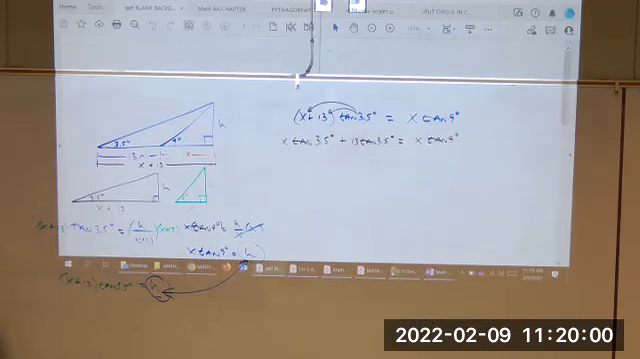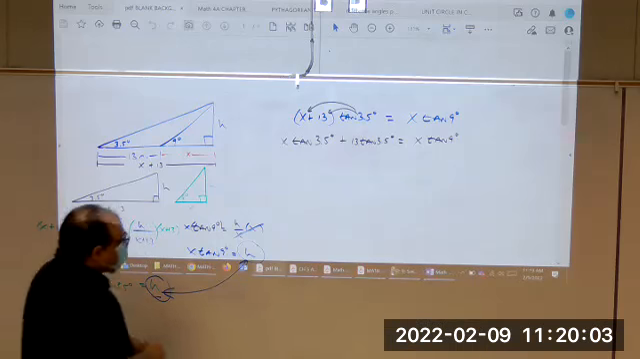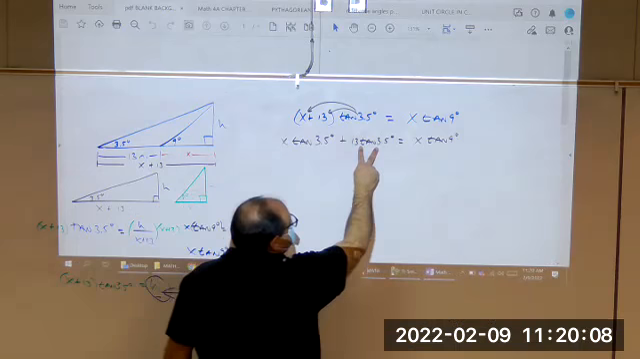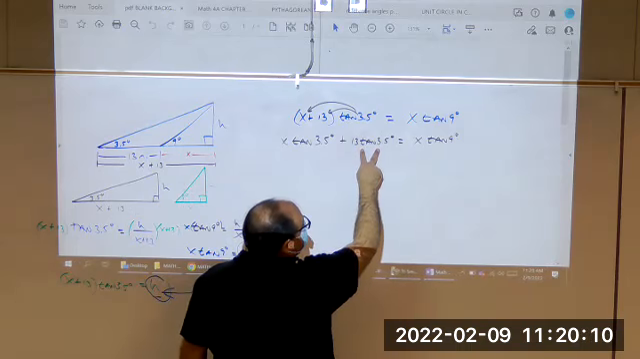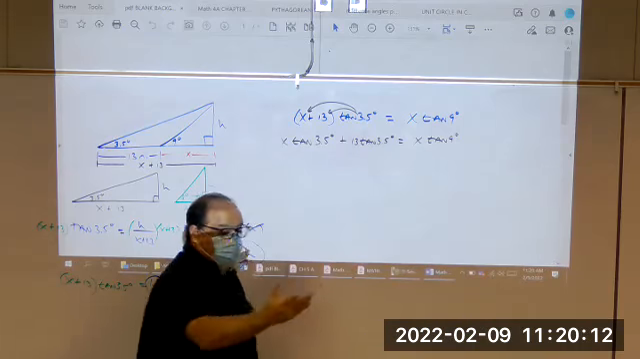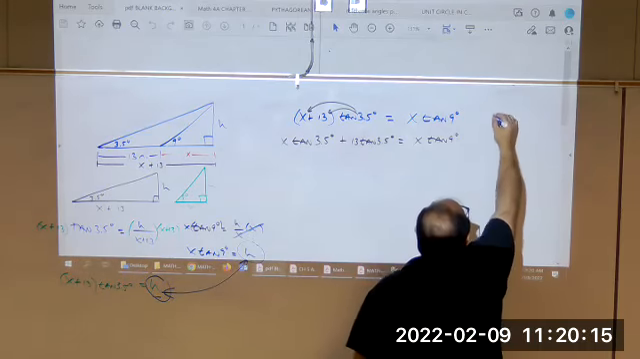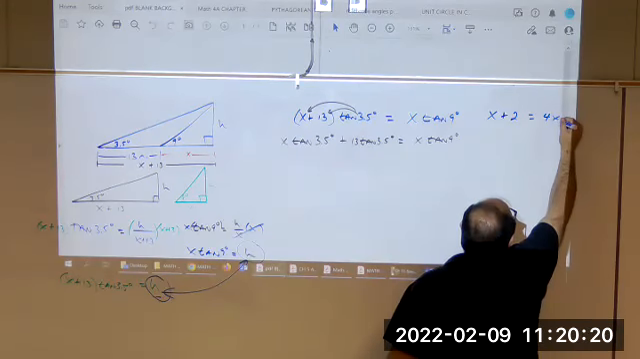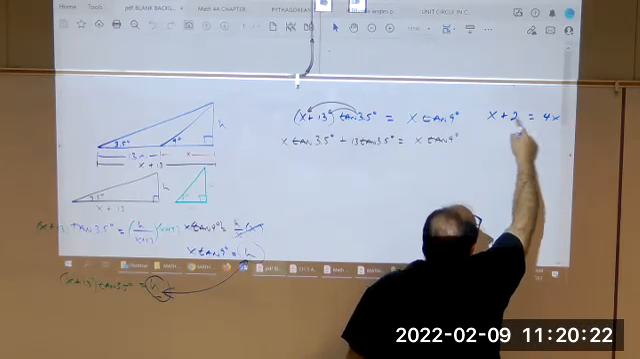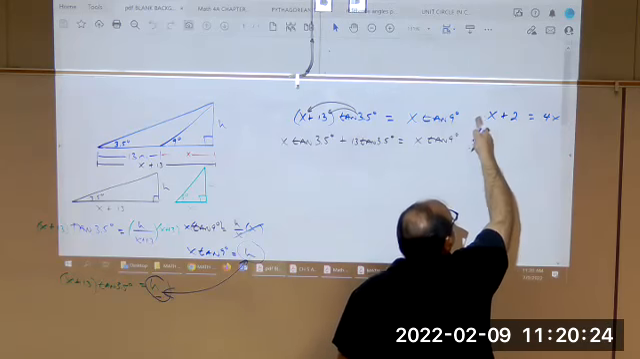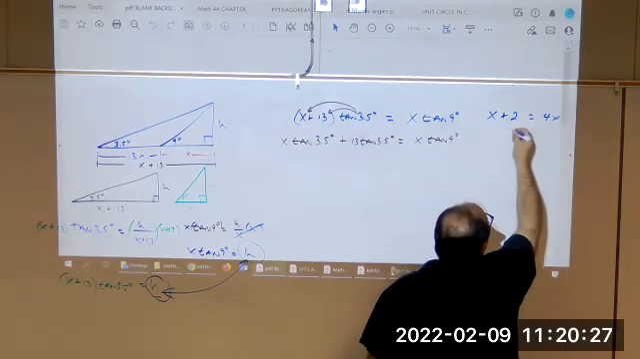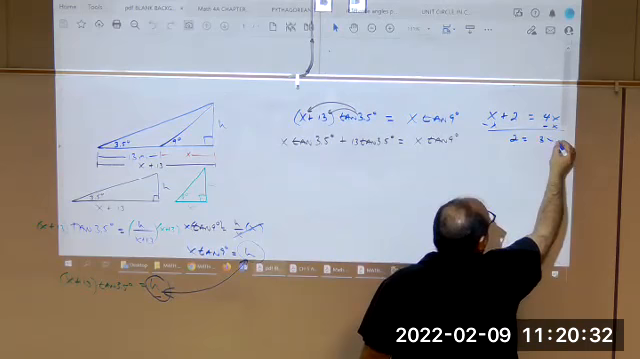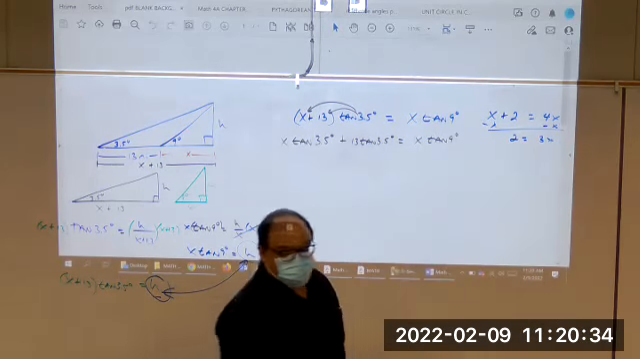Okay, now that's got an x in it. This doesn't. This is just a number. That's got an x in it. When you're solving an equation, if you have x plus 2 equals 4x, the next step would be to get all your x's on one side. Either bring the 4x to the left and take the 2 to the right, or in this case, you'd probably just subtract x from both sides and you get 2 equals 3x. Get all your x's on one side and solve.